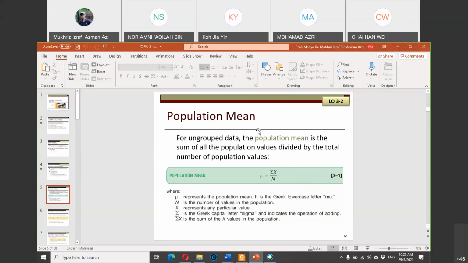Okay, what is sample and what is population? Population is the whole item, from A to Z. Sample is just part of the population.